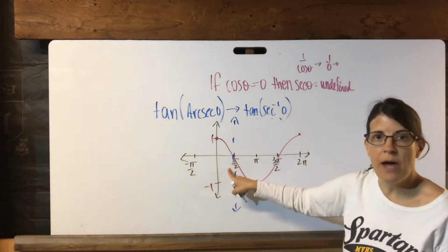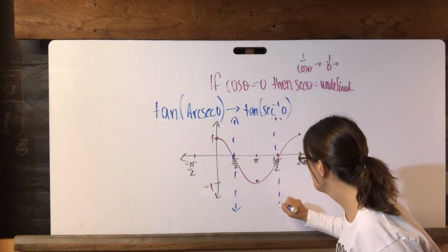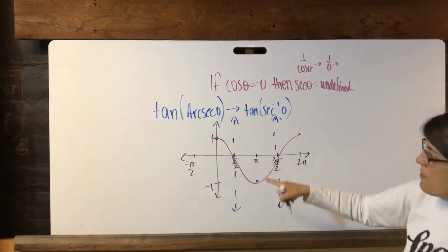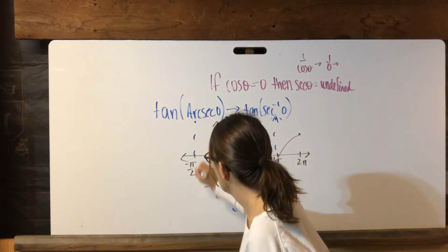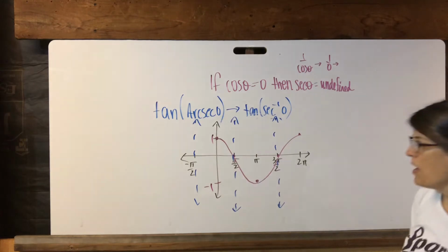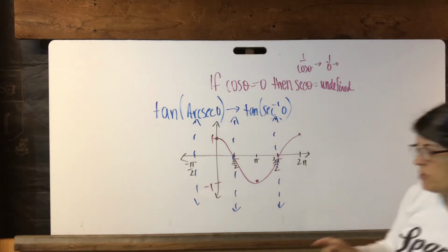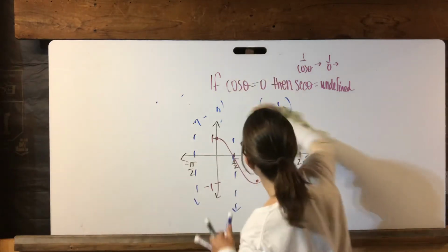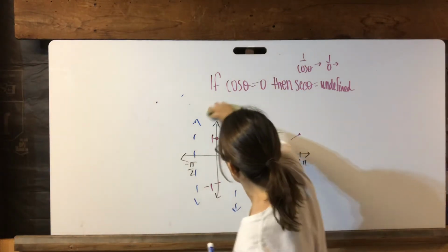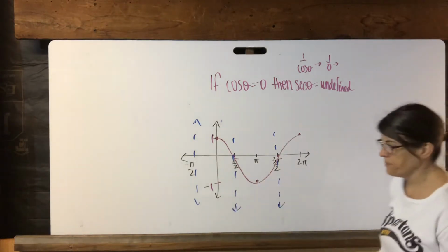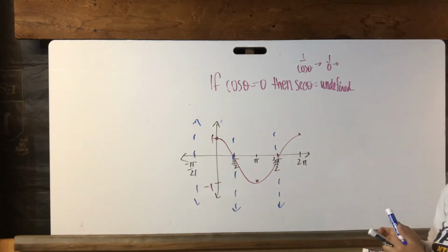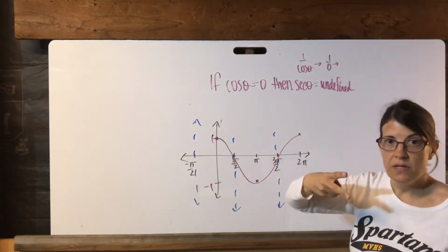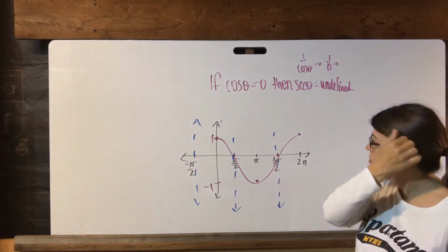Cosine is 0 at pi over 2. Cosine is 0 at 3 pi over 2. And then if we were to keep going, we would have negative pi over 2. Okay, and I'm going to erase. That gives us a little bit more room. So, cosine and secant are reciprocals.